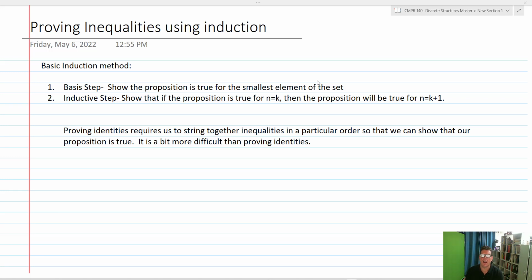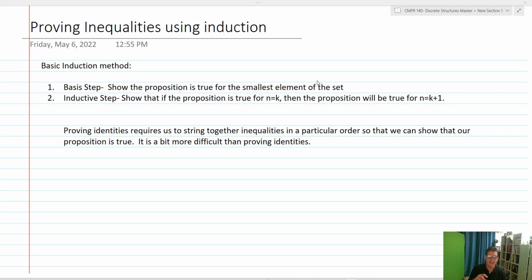Let's look at another example. Now what we're going to do is prove some inequalities using induction. Again, we want to look at our basic induction method. Our basis step: we want to show the proposition is true for the smallest element in the set. Then we do our inductive step, and that's to show that if the proposition is true for n equals k, then the proposition will be true for n equals k plus 1.